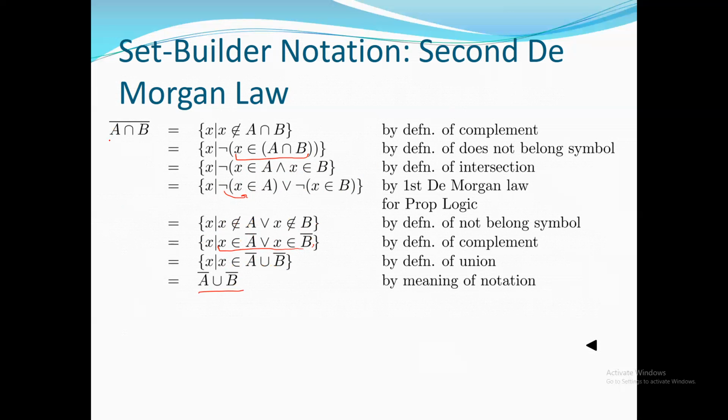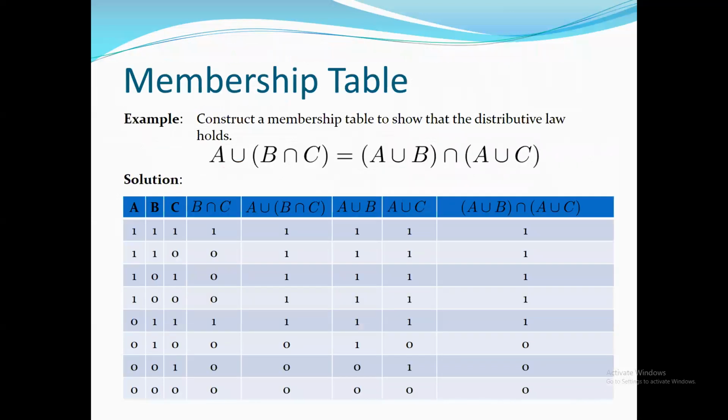So hence proved: A intersection B whole complement is equal to A complement union B complement. So this is the set builder notation to prove the set identities, right? And then we have another method that is called the membership table. The membership table is similar to the truth table in propositional logic.